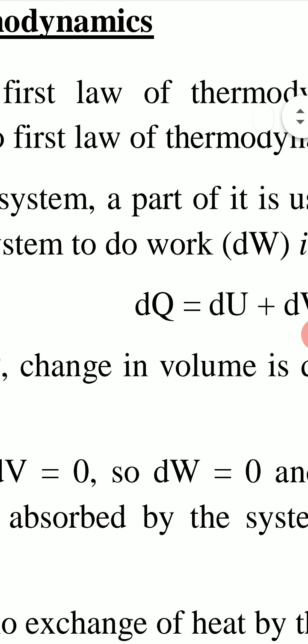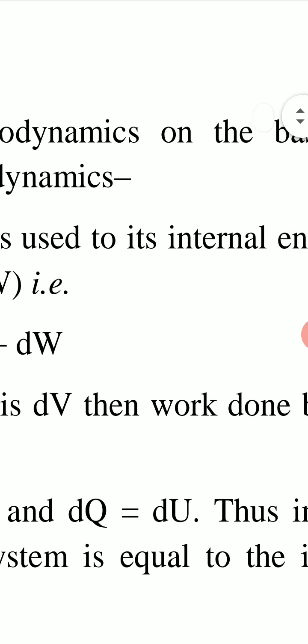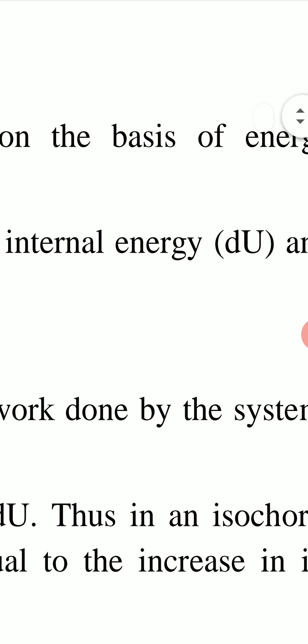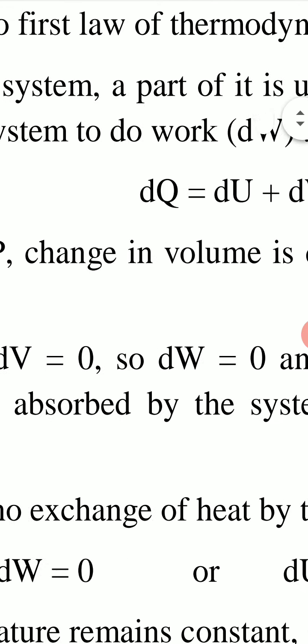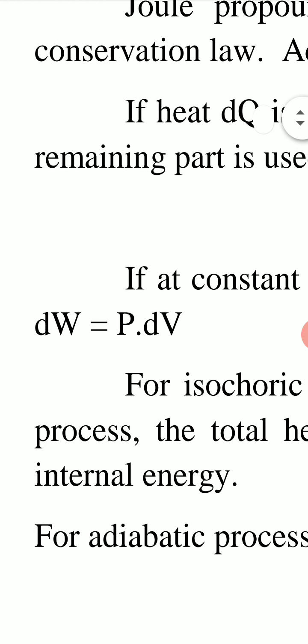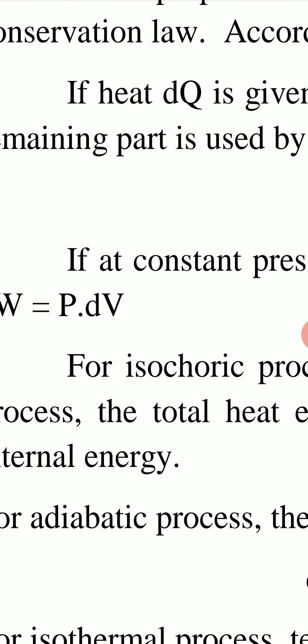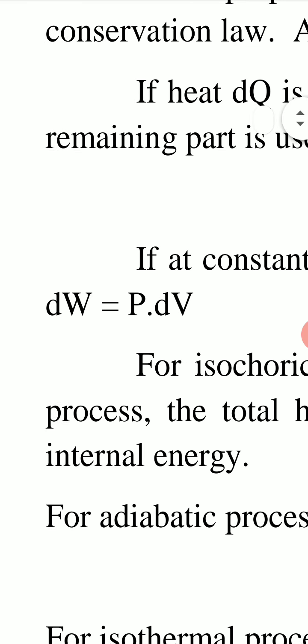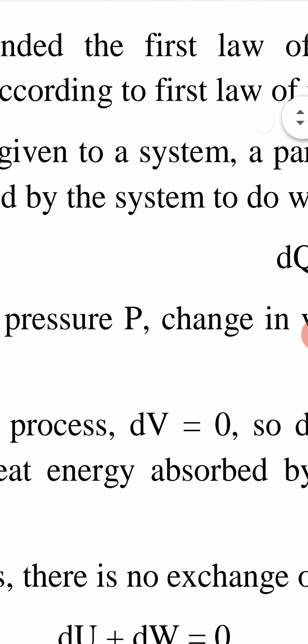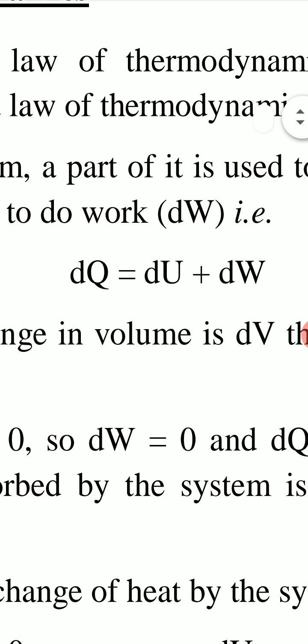If at constant pressure P change in volume is dV, then work done by the system dW is equal to P dV. For isochoric process volume V remains constant, so change in volume dV is 0. Hence work done by the system dW becomes 0, and then from first law of thermodynamics we get dq equal to du.